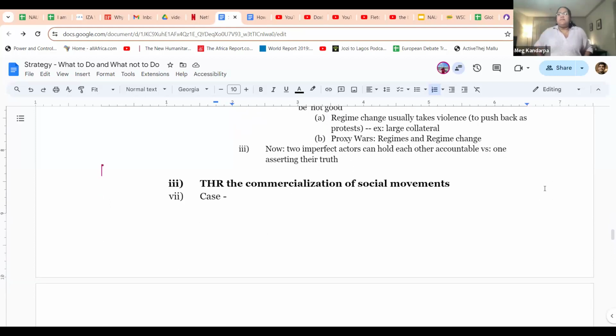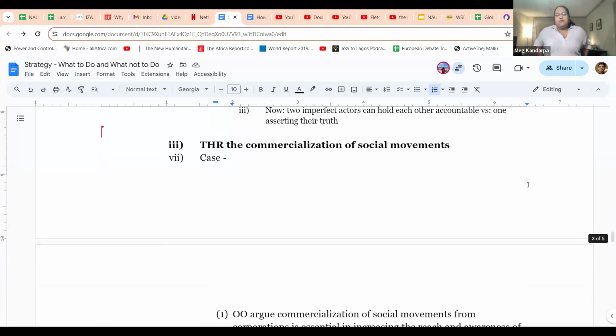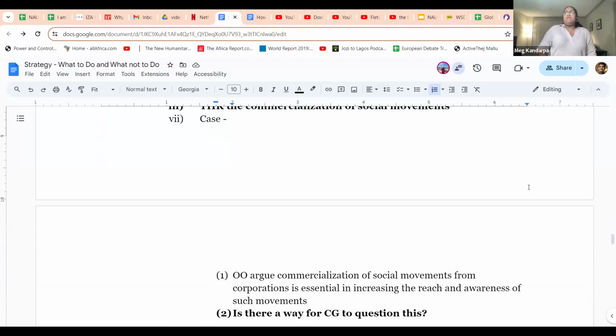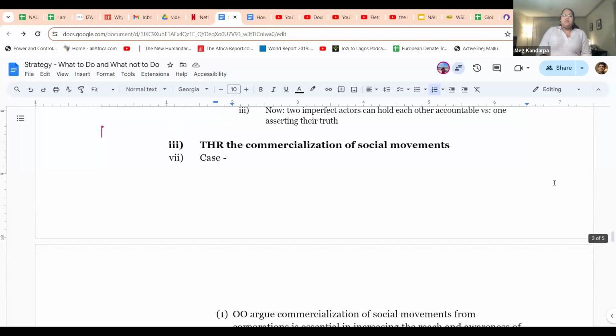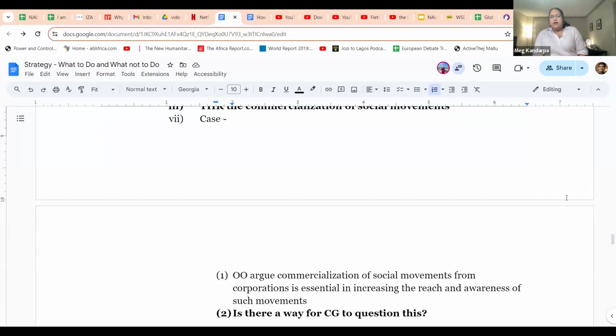Okay. So the second one has regards to commercialization of social movements. The first one kind of asks you to look at the immediate premise. This one I'm going to ask you to look at what comes first, or what is logically prior. So opening opposition says commercialization of social movements is necessary to increase the reach and awareness of such movements. That is, only if corporations support social movements will people get aware.